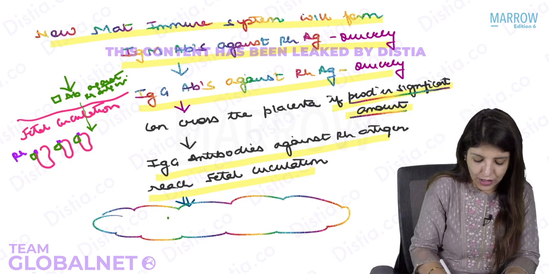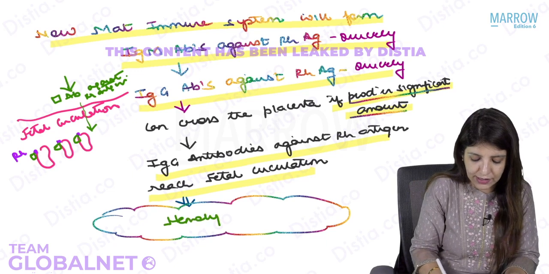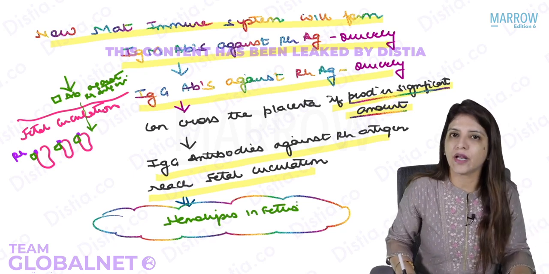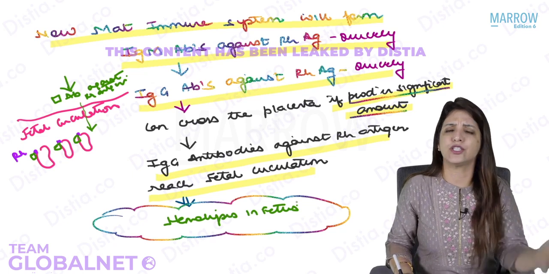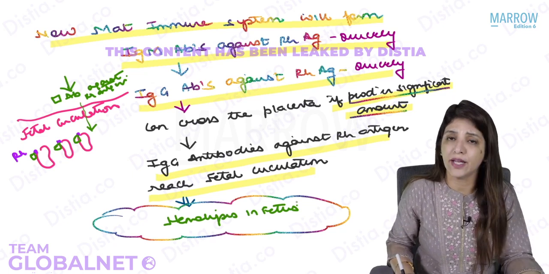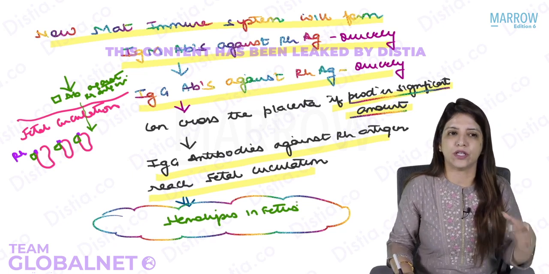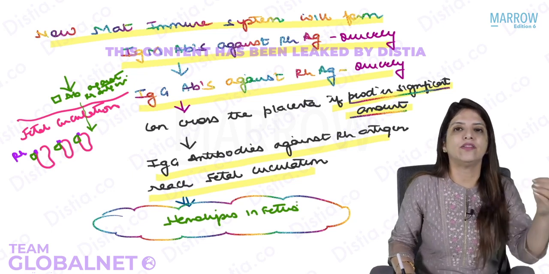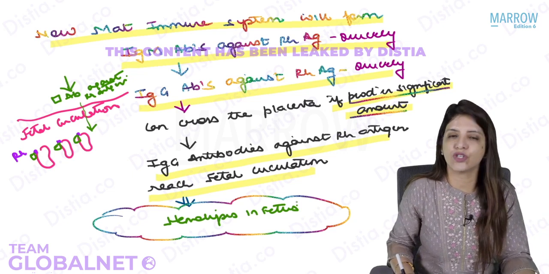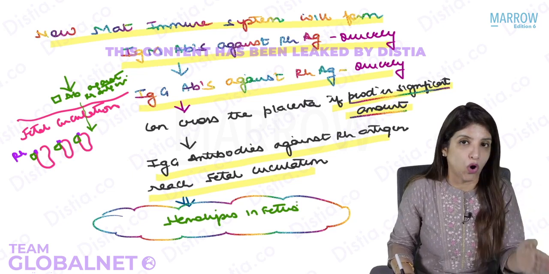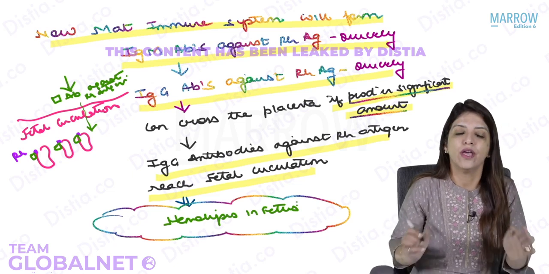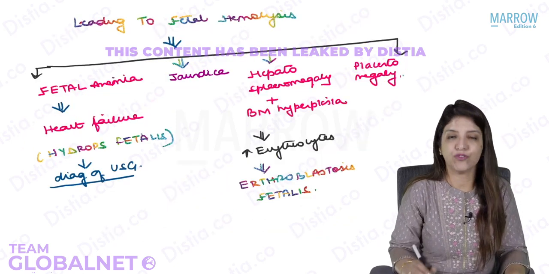They are going to lead to hemolysis in the fetus. Are you understanding? So the first pregnancy was safe. In the second pregnancy, IgM antibodies and IgG antibodies are formed very quickly. And once IgG antibodies are formed in significant amounts, they quickly cross the placenta and lead to an antigen-antibody reaction, which is going to happen on the fetal RBC, right? And that is going to lead to hemolysis in the fetus.